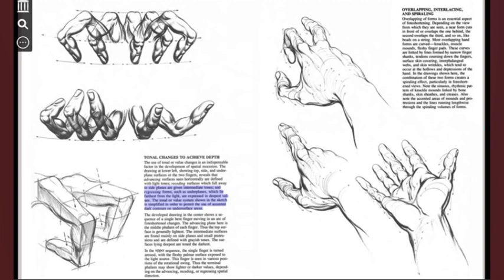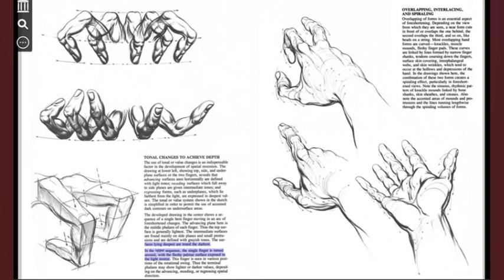contours on undersurface areas. The developed drawing in the center shows a sequence of a single bent finger moving in an arc of foreshortened changes. The advancing plane here is the middle phalanx of each finger. Thus the top surface is generally lightest. The intermediate surfaces are found mainly on side planes and small protrusions, and are defined with grayish tones. The surfaces lying deepest are toned darkest.